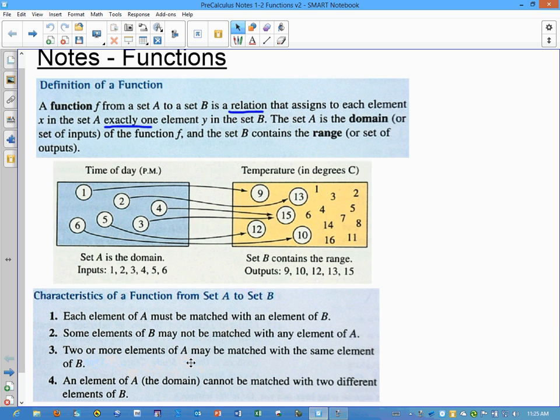Third one is two or more elements of A may be matched with the same element of B, and that is fine. Take, for example, at 3 o'clock it was 15 degrees, and at 4 o'clock it was also 15 degrees. That's okay. That does not break reality.